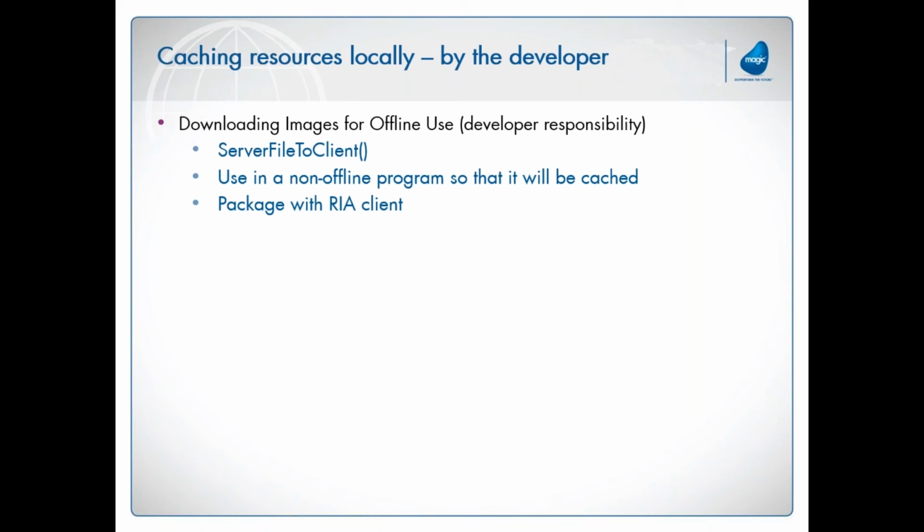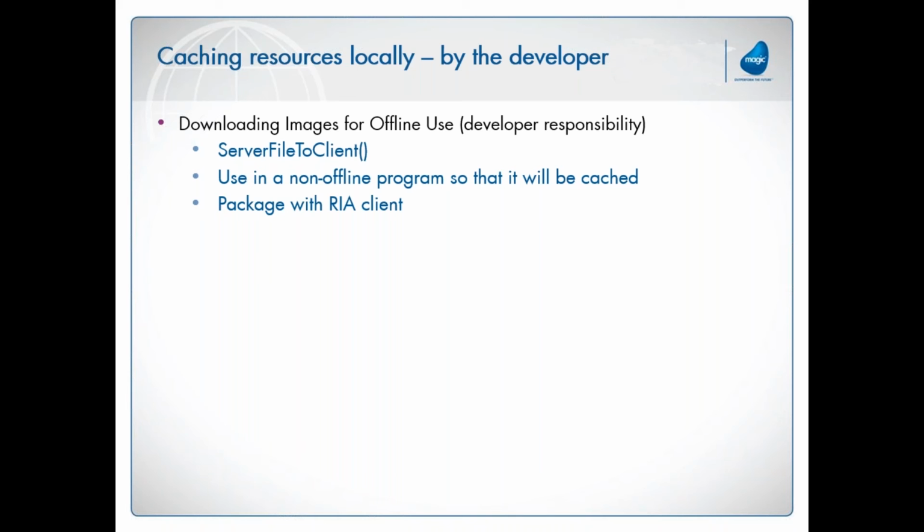Now, there are some things that you as a developer need to handle. First of all, the images and your resources. We don't really know where your images reside. So for any image that you use in your application, you need to download it to the client cache. And the best way to do it is using the server file to client function. We are going to discuss it later on also.